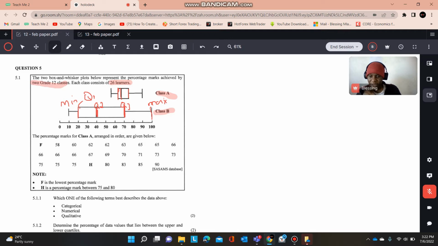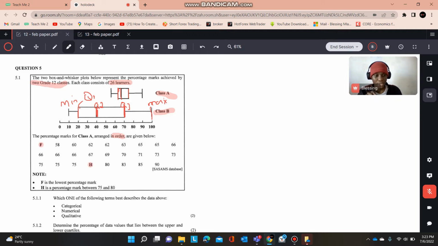And then they say the percentage mark for class A arranged in order. So this is very key. They've already arranged these marks in order, so you don't need to go back and rearrange this data. So if you want to calculate your median, your quartile 1, your upper quartile, also known as quartile 3, you can just calculate it because this data is already arranged for you in ascending order. It's given below, right? So they gave you all the marks here, and then F and H.